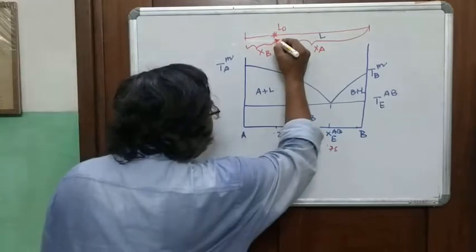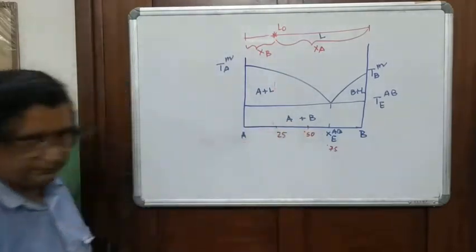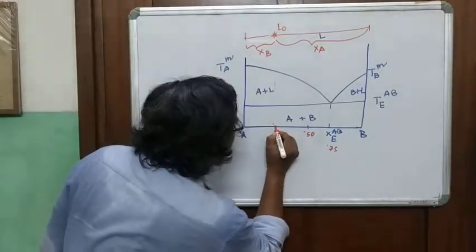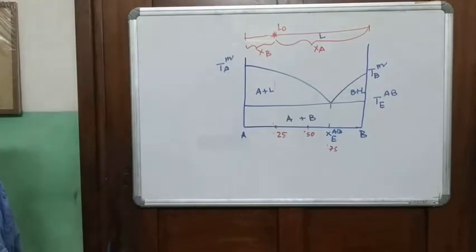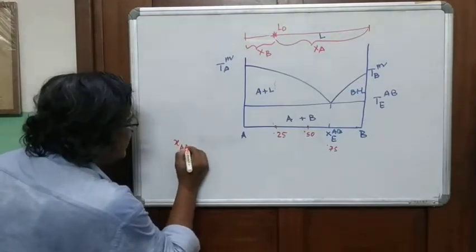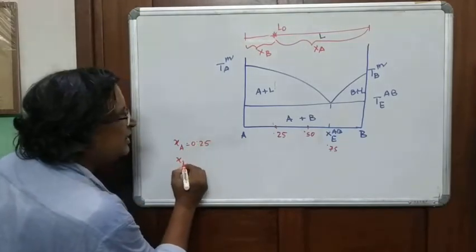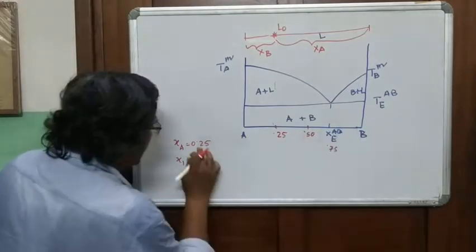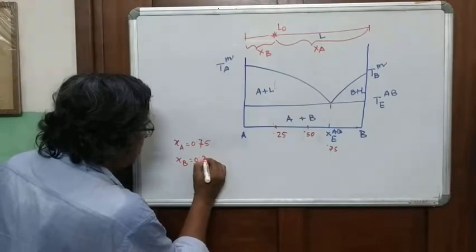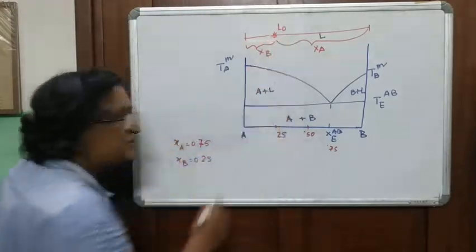Now you see, if I take this point and project it vertically down, I will reach this point. What is this point? XA is equal to 0.75 and XB is equal to 0.25, which is the composition of this point.